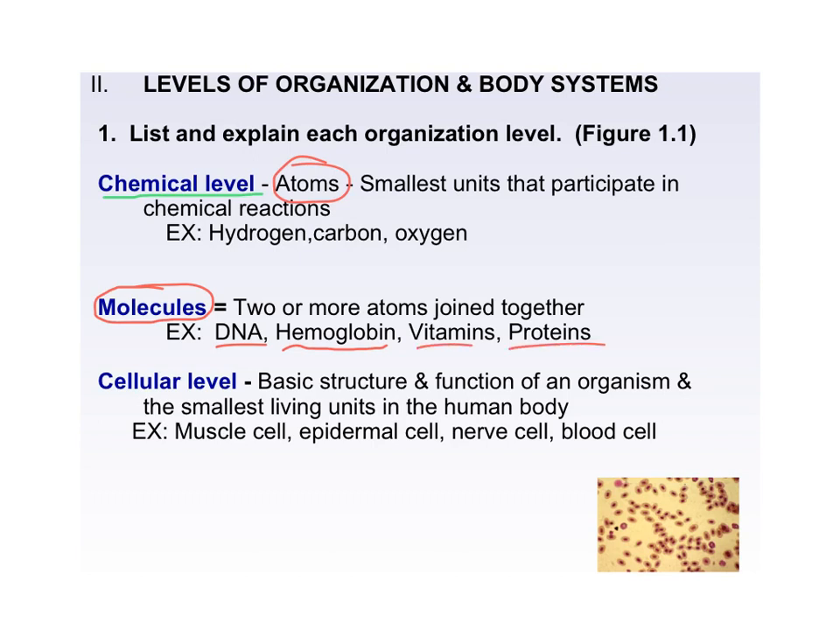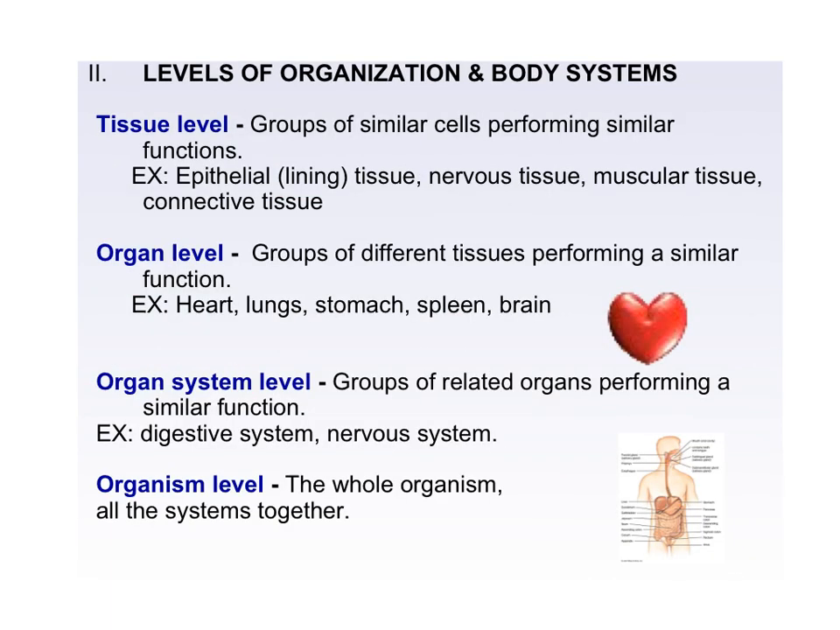Okay, a lot of these molecules put together can form cells, and that would be the cellular level. That's the basic structure and function of any organism, no matter from bacteria to a blue whale to humans, doesn't matter. Cells, the cellular level, is the basic structure and function of an organism. Now, obviously, we're getting larger here. Groups of similar cells that perform a similar function, that's called a tissue. So like epithelial lining tissue or nervous tissue, muscular tissue. Those are all different types of tissue that form different functions in your body.